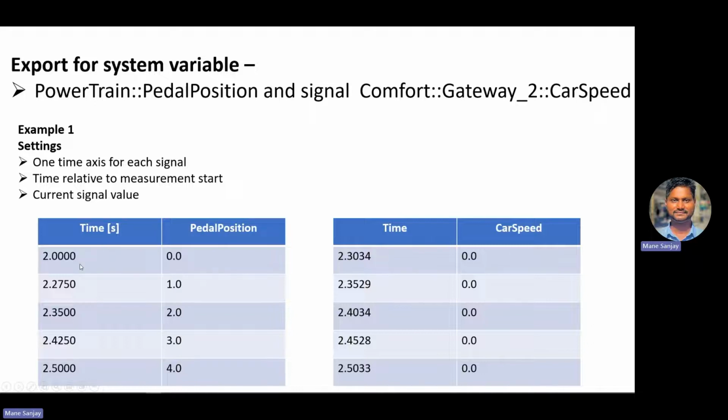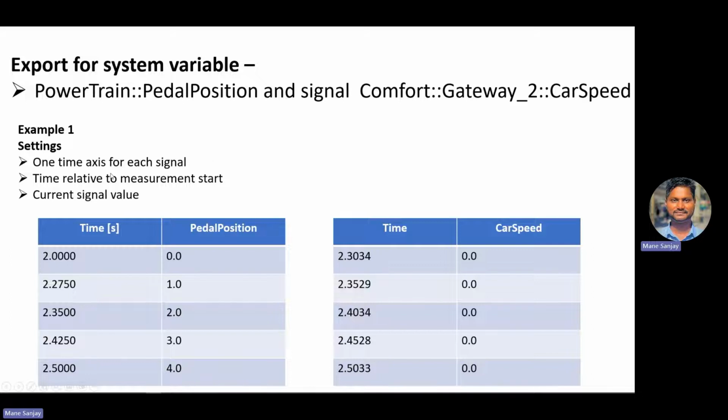If I look for the periodicity for the pedal position, from this I can calculate the delta. It is exactly 0.275 seconds. And here it is around 0.0495, so it is approximately 0.05 seconds. So it is sure that the pedal position signal and this car speed signal are not with the same periodicity.